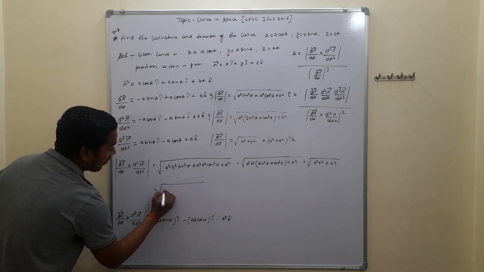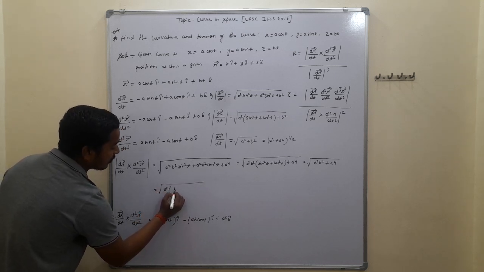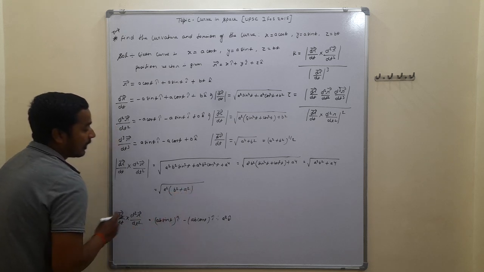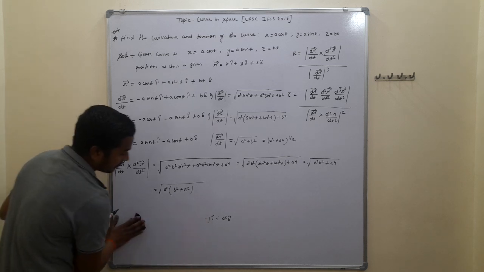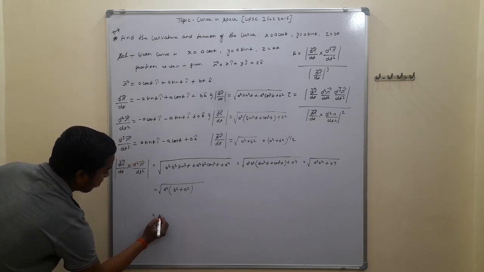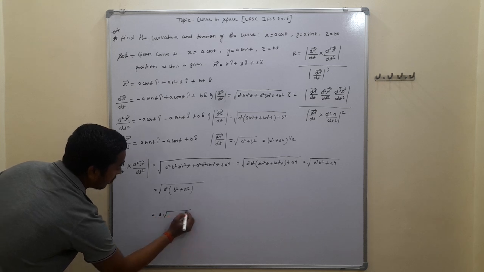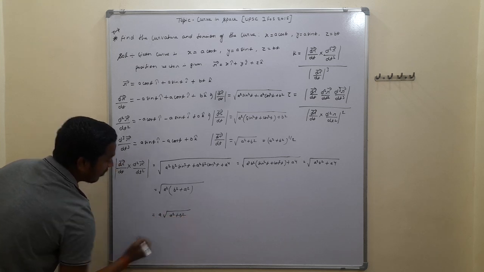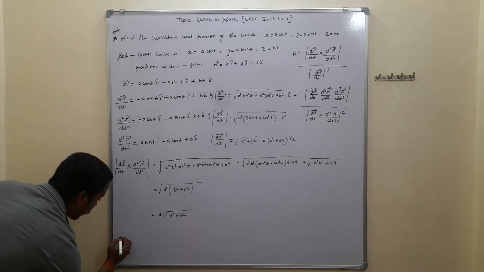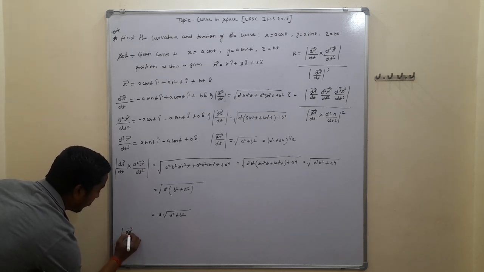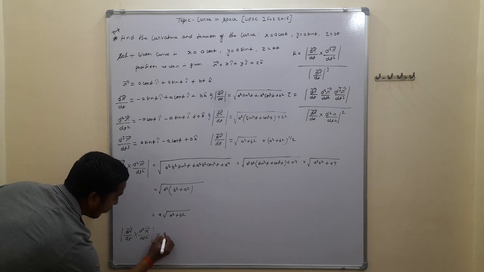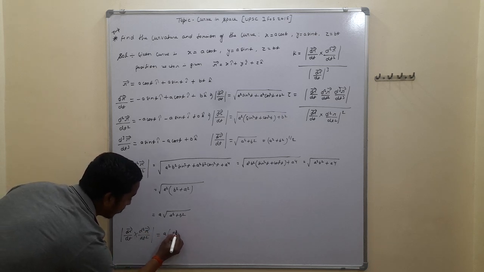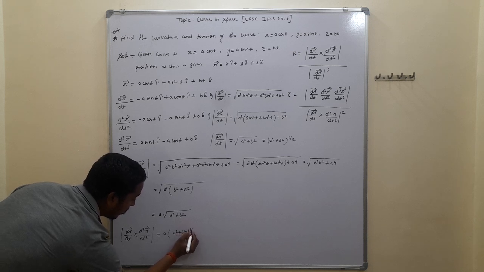This is a square taking common, this is b square plus a square, and a square is taken outside. We can also write this as a under root of a square plus b square, and we can also write mod of dr vector upon dt into d2r upon dt square. This is given by a square plus b square to the power 1 by 2.